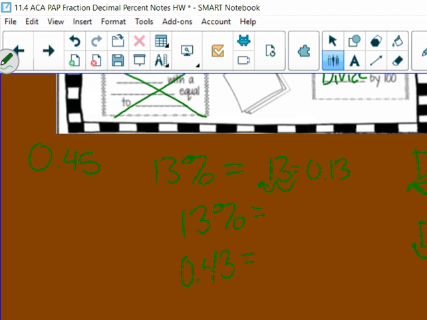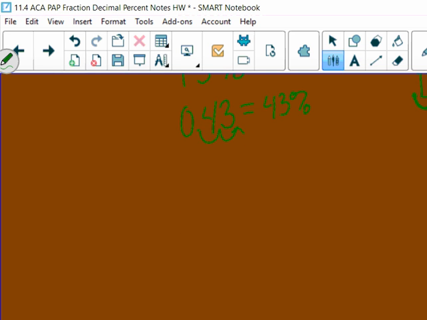So that 0.43, again, it starts as a decimal. I move it over 1, 2 to make it a percent. That would be what percent? 43%. Okay, so let's do some quick checks. Again, the goal is to make this mental math. If I have 1.67, I want that as a percent. If I have 7%, I want that as a decimal. Take a second, write down your answers. Don't even do the math, just write down your answers.